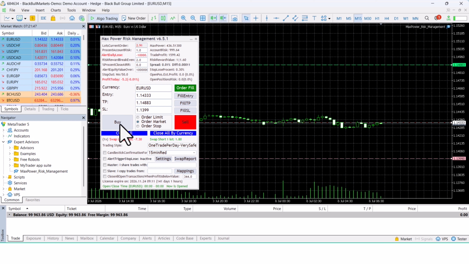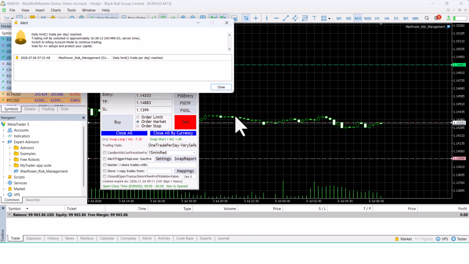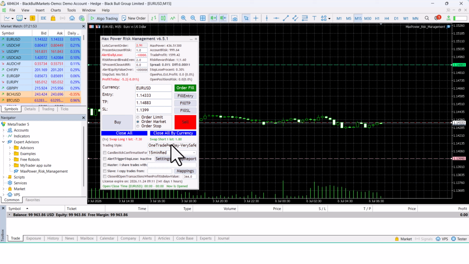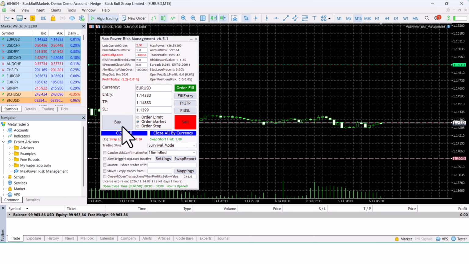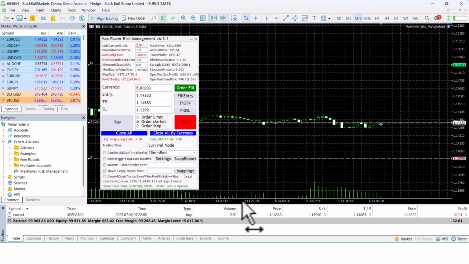Now let's open the trade. Okay, just a second to change in survival mode because I already opened a trade today. And in survival mode I'm able to open 3 trades per day. Okay, as you can see, in this moment I was able to open the trade. Here we can see that I risk for this trade 1% from my account, and here is the profit.